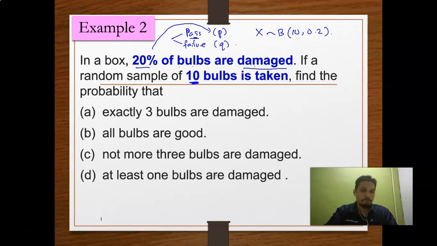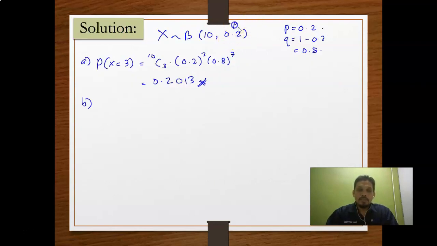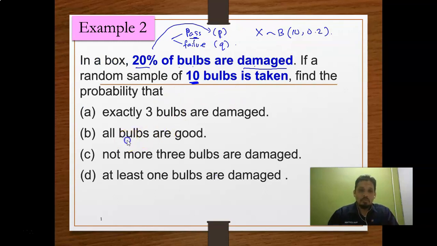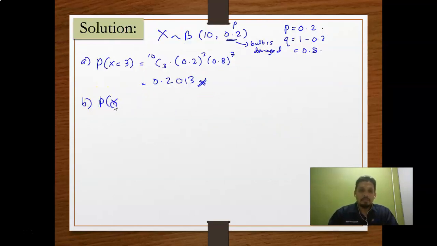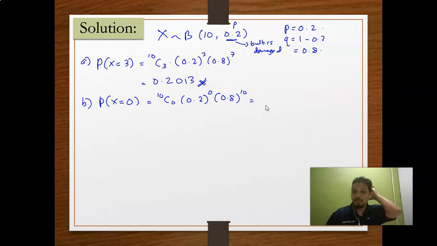When all bulbs are good, it means that P is considered as the bulb being damaged. So look at the question here. All bulbs are good, meaning the damage equal to 0. So we come up with probability of X equal to 0, then 10C0, 0.2 to the power of 0, 0.8 to the power of 10. So use your calculator again, which I think I showed you a few times. It is 0.1074.